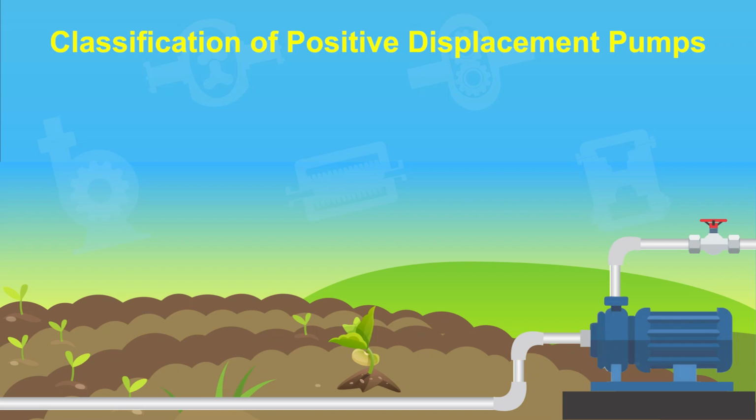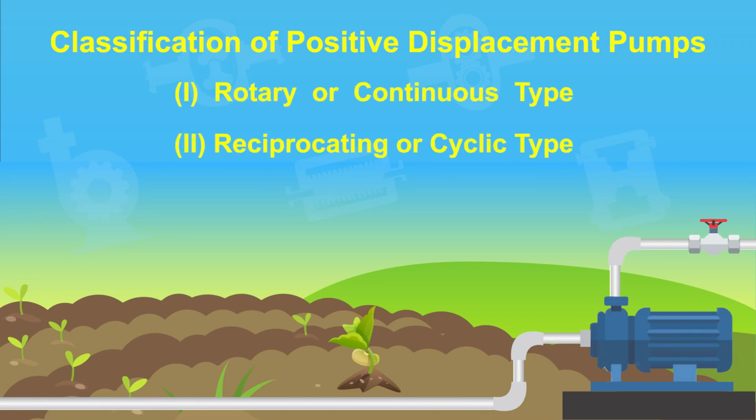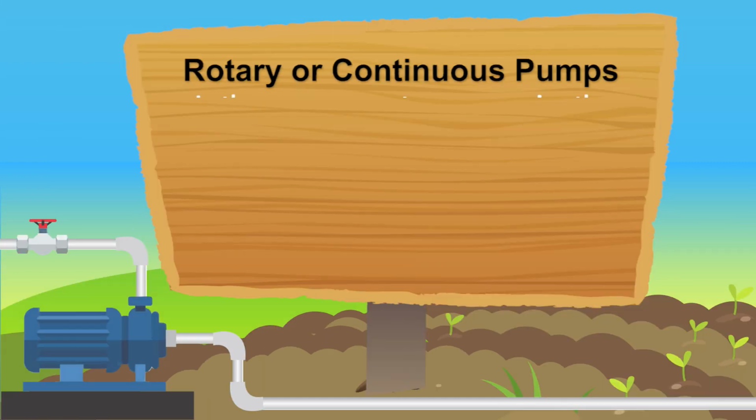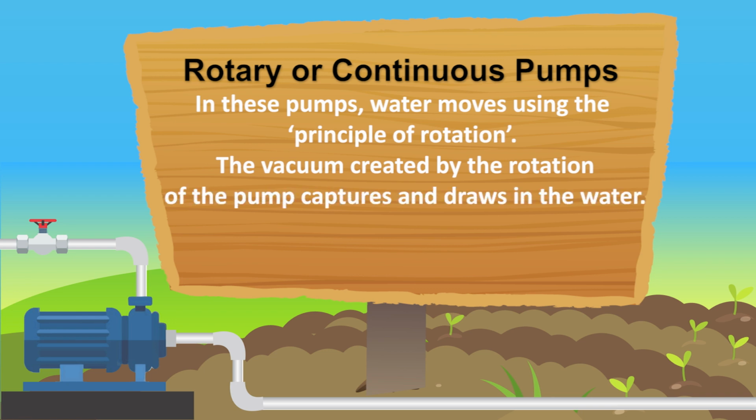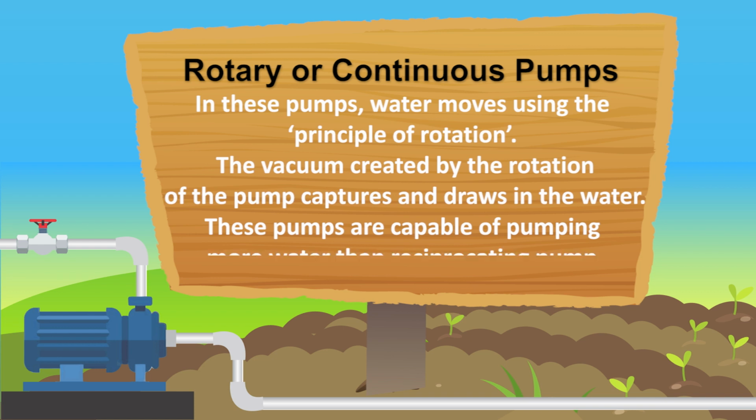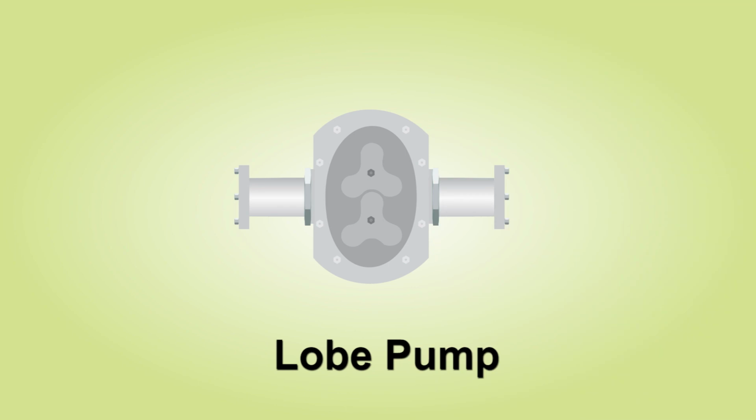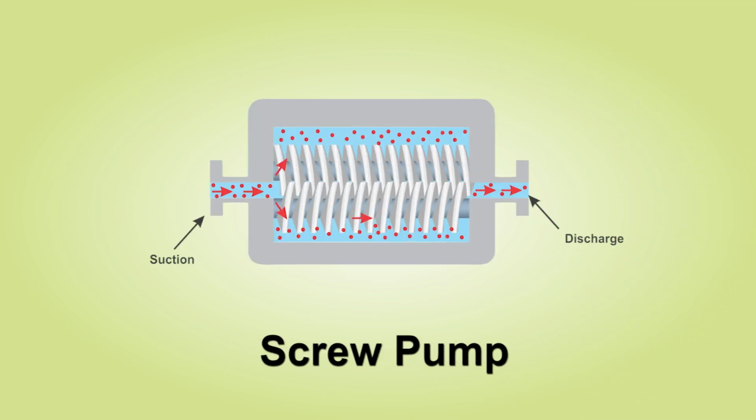Positive displacement pumps can be classified as rotary or continuous type and reciprocating or cyclic type. Rotary or continuous pumps. In these pumps, water moves using the principle of rotation. The vacuum created by the rotation of the pump captures and draws in the water. These pumps are capable of pumping more water than reciprocating pumps. For example, lobe pump, screw pump and radial plunger pump.